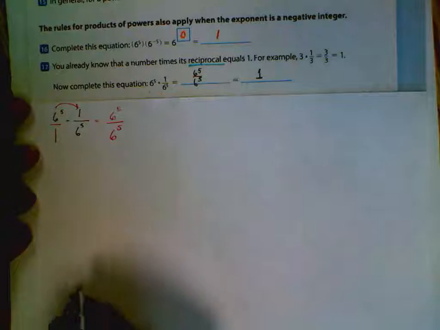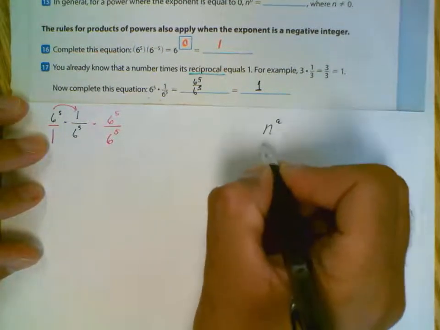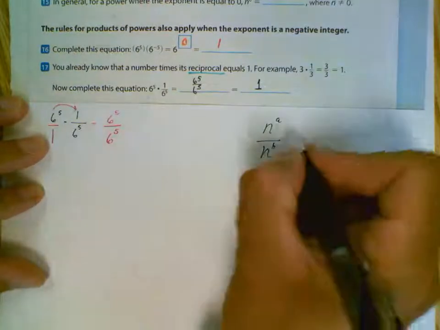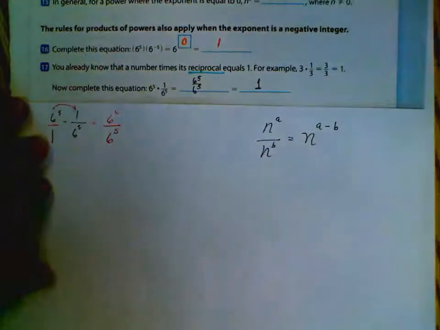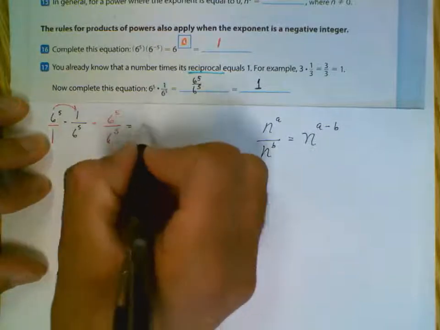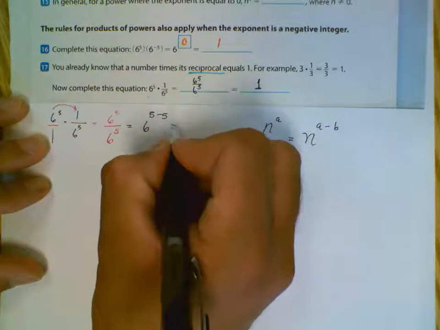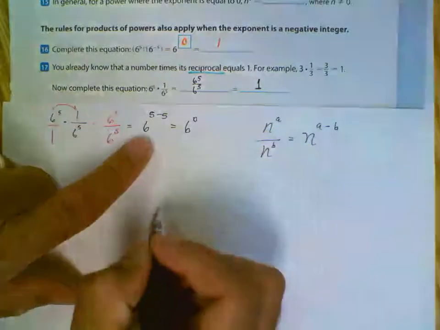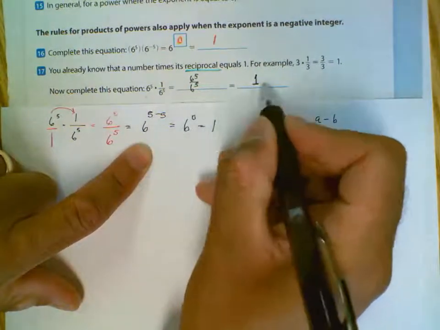If you want to use the properties of exponents, you remember that if you have n to the a over n to the b, if the bases are the same in a division, then you have n to the a minus b. So we apply the same. Where is the base? 6. Exponent 5 minus 5, which is 0. 6 to the 0. What is 6 to the 0? 1. Exactly the same solution.